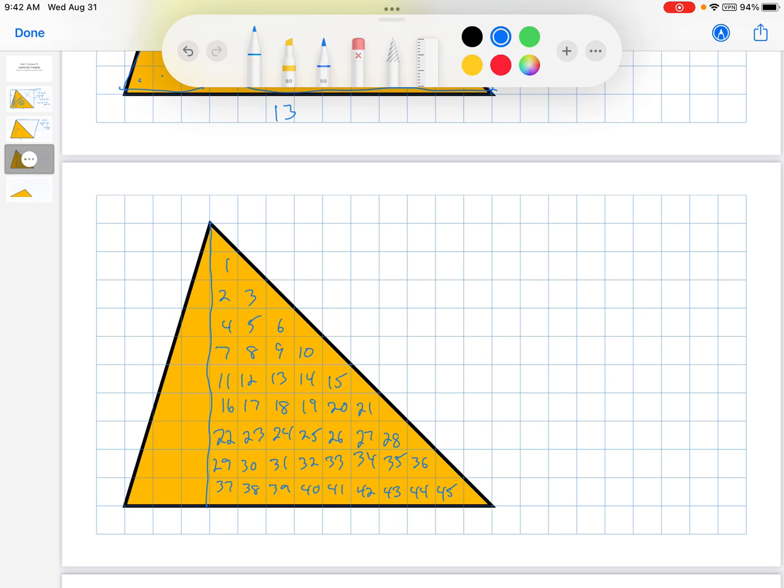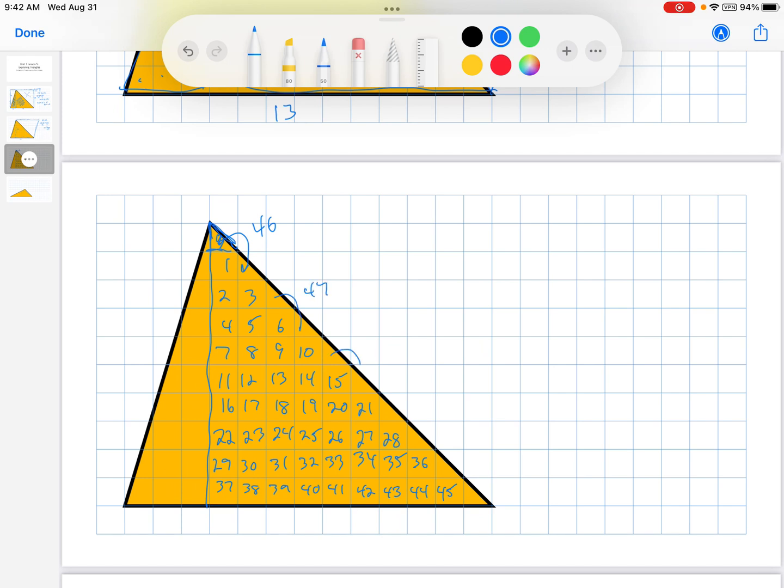Now, did I make any mistakes, skip any numbers or anything? I don't think that I did. Now, look at this little piece here. See how that's half of a square? So I'll combine these two together, and that makes 46.